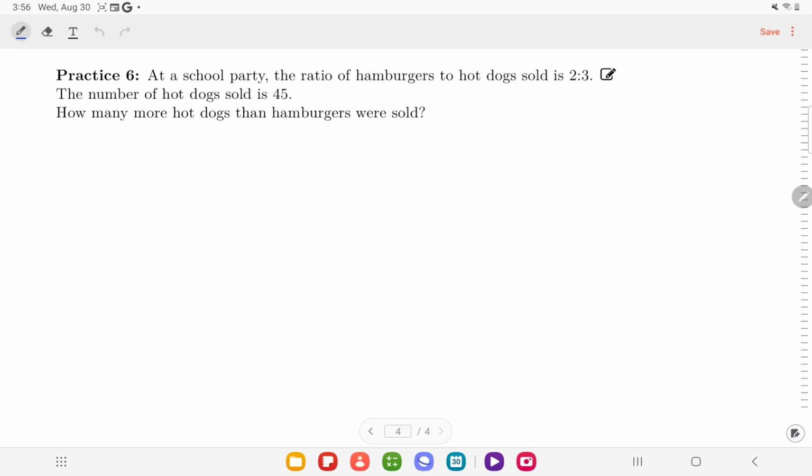At a school party, the ratio of hamburgers to hot dogs sold is 2 to 3. Let's represent number of hamburgers with letter H and hot dogs with letter D. The number of hot dogs sold is 45. How many more hot dogs than hamburgers were sold? Let's start with the ratio, hamburgers to hot dogs. The simplest ratio is 2 to 3.